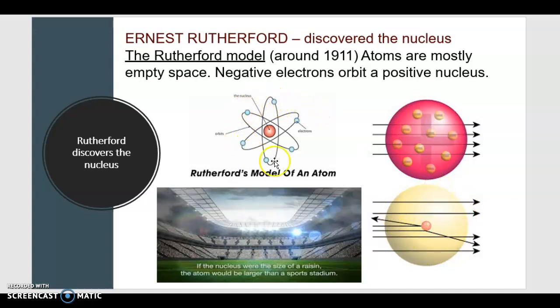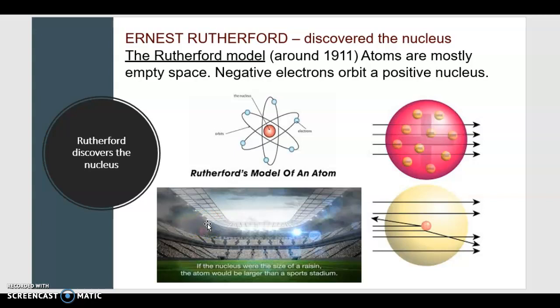And so we get this new model, which gets us away from the plum pudding model. We have this new model where we have a small positively charged nucleus with orbiting electrons around it. And so Rutherford, by his experiment, which was also about 100 years ago, is credited with discovering the nucleus of an atom.